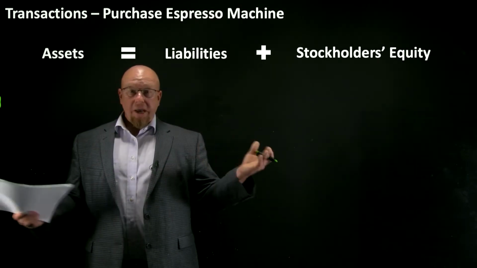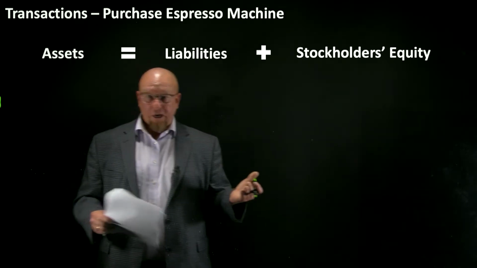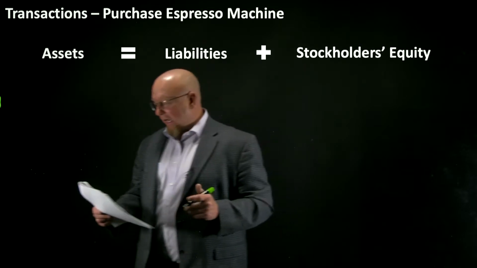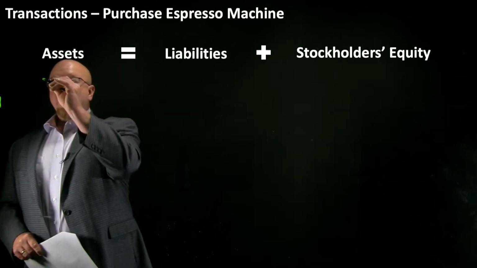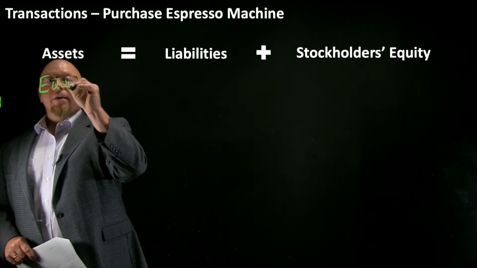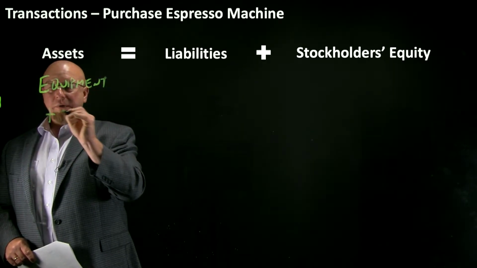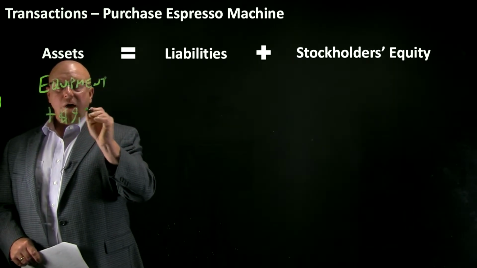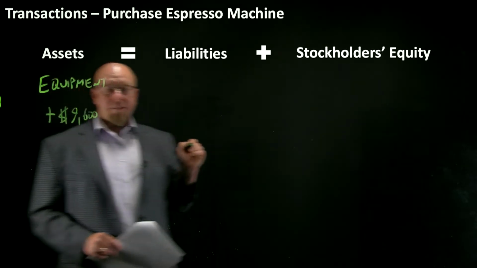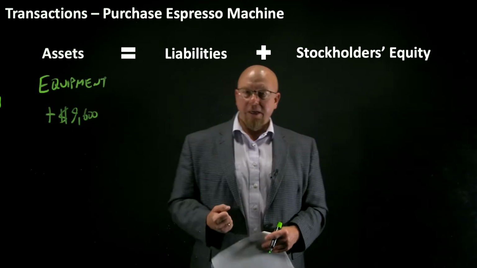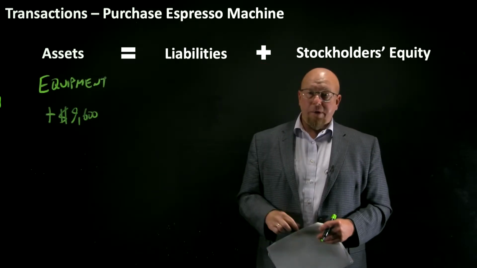So we need to buy an espresso machine. It is a coffee house. Now, I have one of these at my house. I did not spend $9,600 on my espresso machine because I don't make that many cups every day. But if you're going to be in the business of making coffee for people, you're going to need to spend some dollars. So let's assume that the company spends $9,600 to purchase an espresso machine.